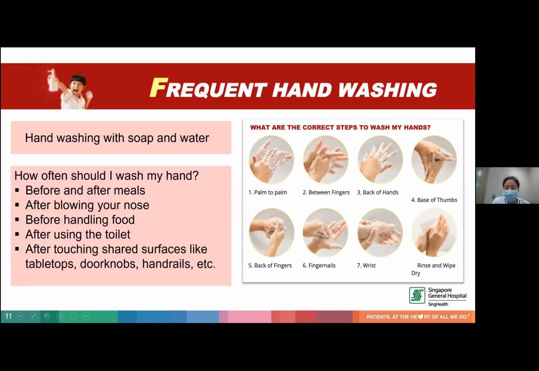Okay, the back of your hands means you overlap one hand to the other hand, and then also slightly interlock. The base of the thumb, the back of fingers, your fingernails, and then your wrist, and lastly to rinse and wipe dry. Okay, so next I will show you the video. So as we watch the video, you can try to do all these steps together, okay?